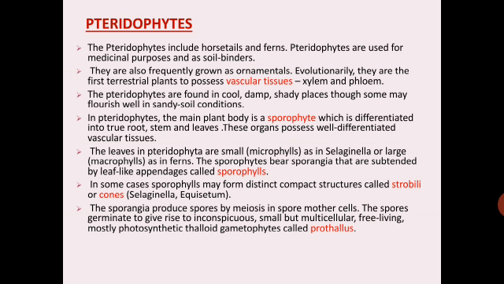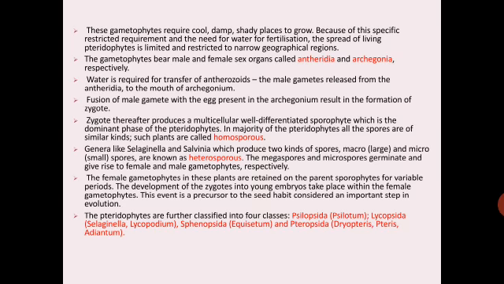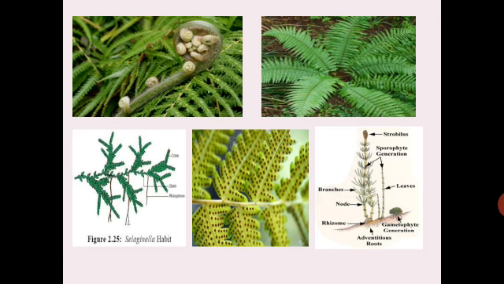Please remember, any character of bryophytes, algae or pteridophytes may be asked for 5 marks. So please remember the general characters of each one of them. Pteridophytes are further classified into 4 classes. Psilopsida, example is Psilotum. Lycopsida, example Selaginella or Lycopodium. Sphenopsida, example Equisetum. And Pteropsida, example Dryopteris, or you can write Adiantum, or Pteris as the example. So these were the general characters and the classification of pteridophytes.